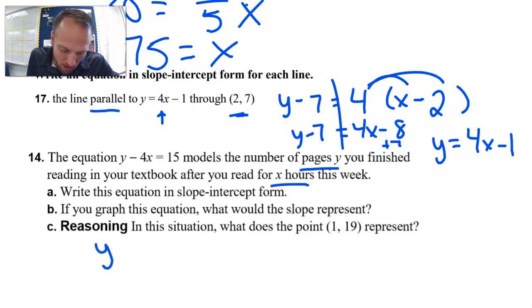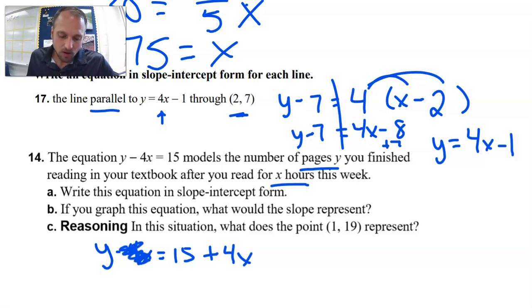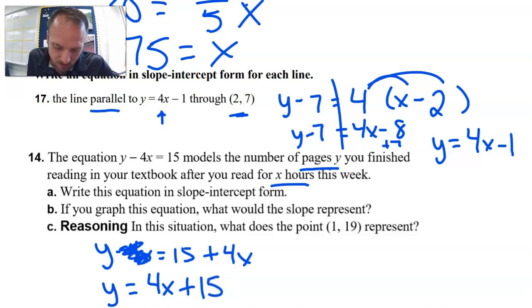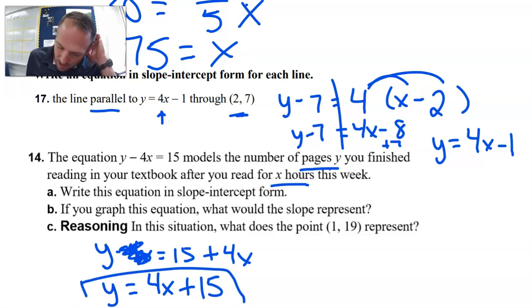So we've got y minus 4x equals 15. To put this in slope-intercept form, just add the 4x over. All right, this is slope-intercept form. We solve for y. Now, if we want to write it just a little bit nicer, we could do this. y equals 4x, that's a positive 4x, and a positive 15. Okay, that's maybe the best way we could write this. All right, that's A. Write the equation in slope-intercept form.